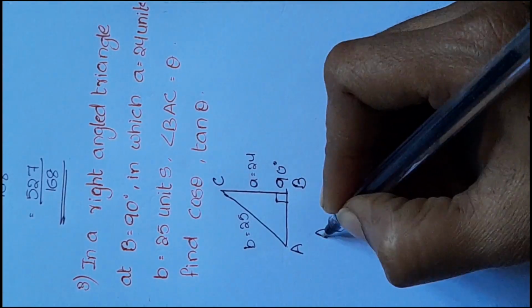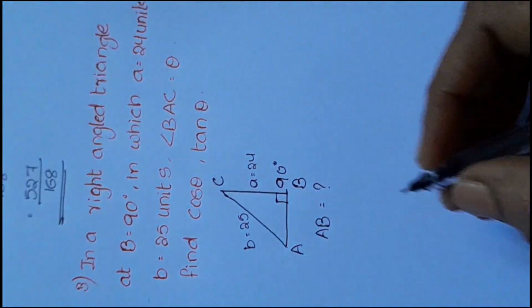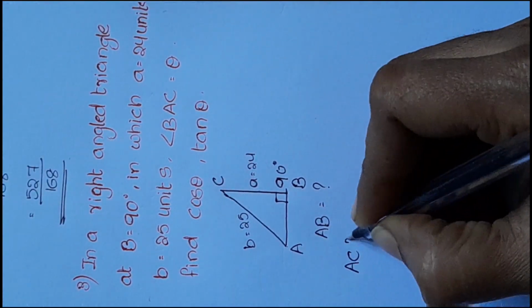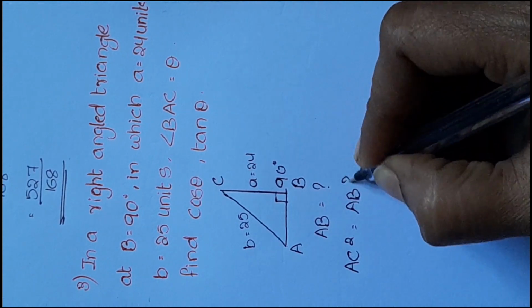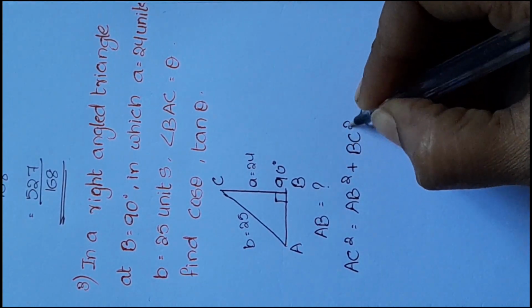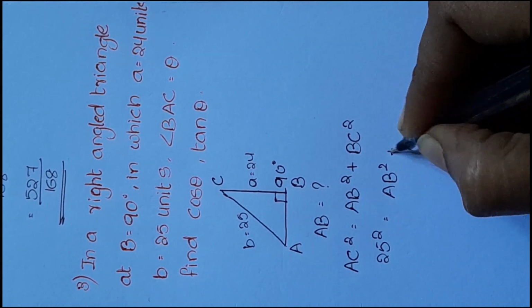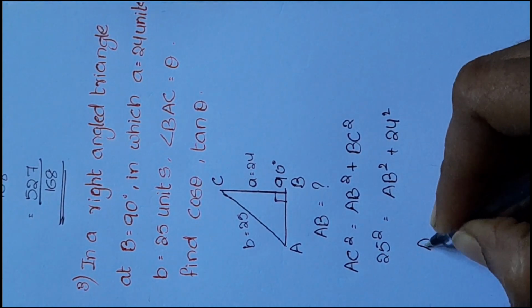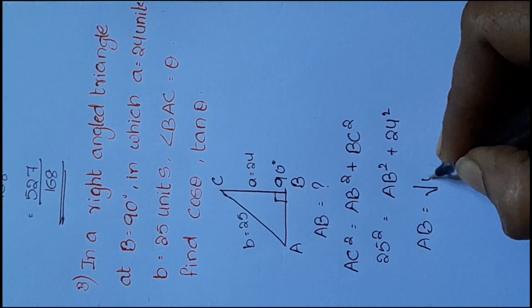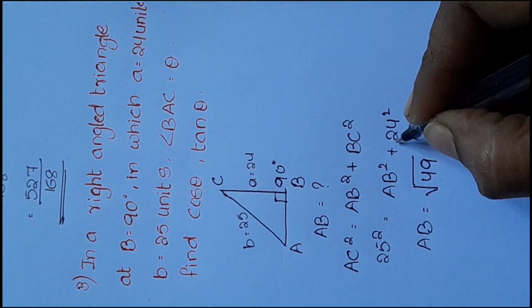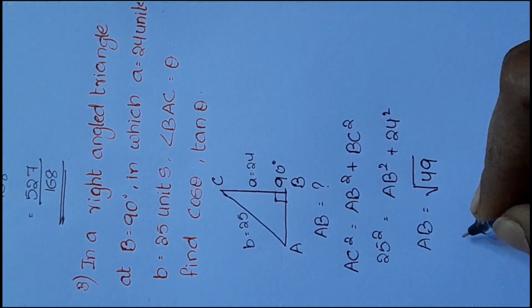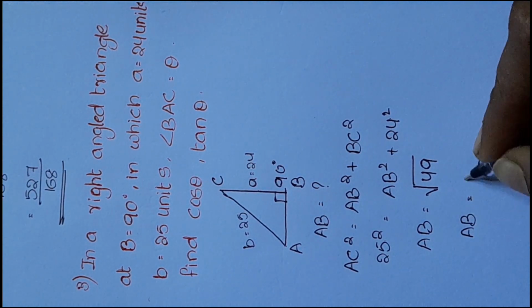Now we should find AB. AB is equal to question mark. From the Pythagoras theorem, AC square is equal to AB square plus BC square. That is 25 square is equal to AB square plus 24 square. From this, AB is equal to root of 49, which is 625 minus 576 becomes 49. AB is equal to 7 units.